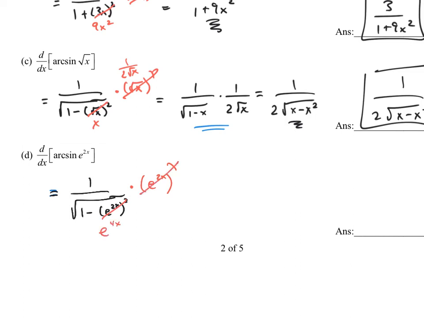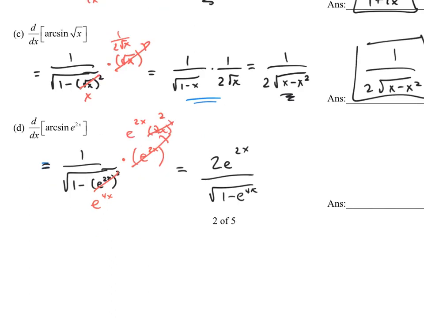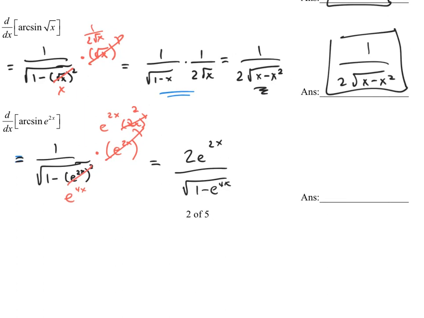And then what's the derivative of e to the 2x? Well, the derivative of e to the 2x is copy-paste e to the 2x, but then you need the derivative of 2x, right? So this is like a chain rule with a chain rule. The derivative of 2x is just a 2. So a lot of pieces there. Let's put it all together. We have e to the 2x times 2, or 2e to the 2x on top. And on bottom, we have the square root of 1 minus e to the 4x. So that would be the answer to the problem right there.